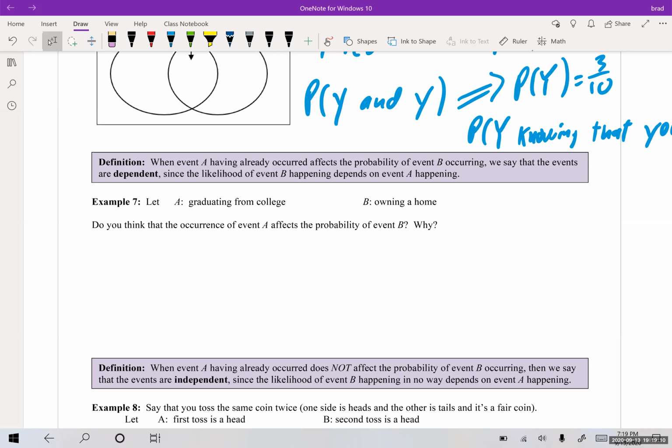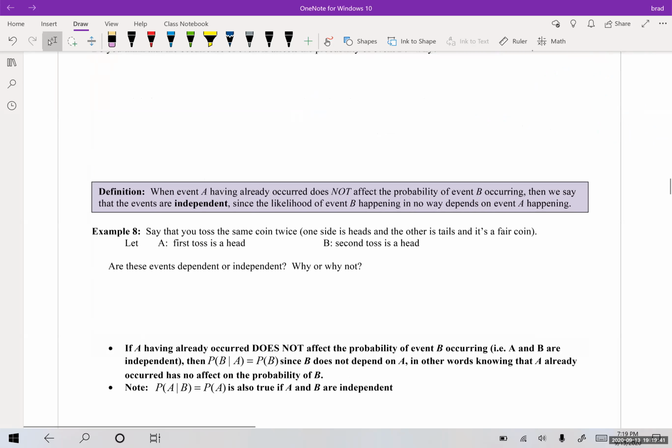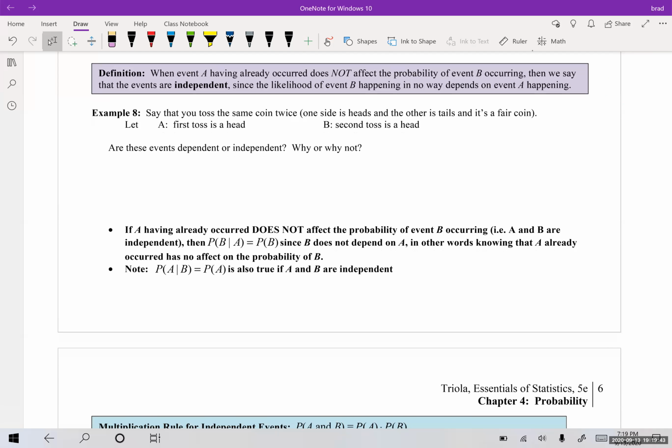You guys, I'm not going to write this out, but you could think about this and write down why you think. Do you think if you have a college degree, that would affect whether you're going to be able to buy a home or not? I would hope so. I think a lot of us go to school to get a better job and do something we enjoy. And a lot of people that get a degree have a better chance of getting a home. So getting a degree definitely affects owning a home, okay? You guys can write out your explanation of that.